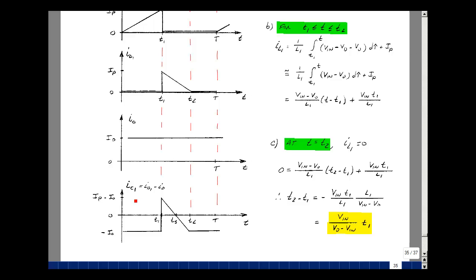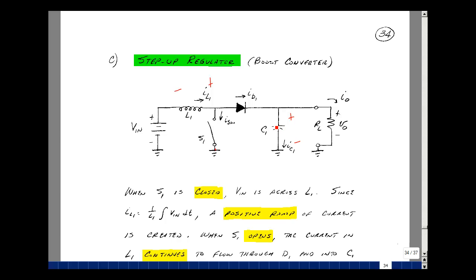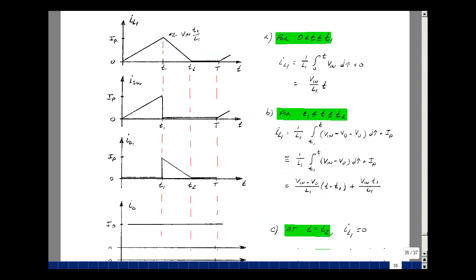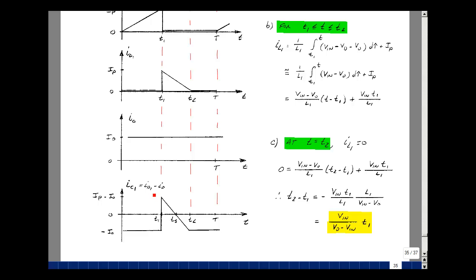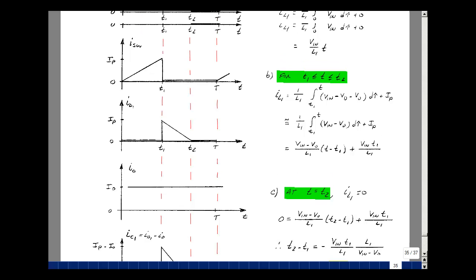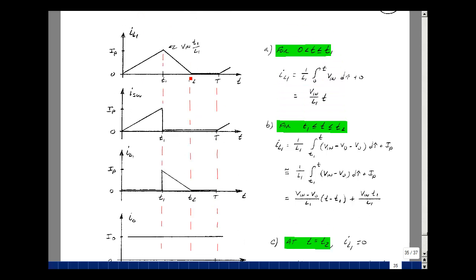And then lastly, we can get the capacitor current. Let's go back to the schematic on the previous page. The capacitor current in this direction is going to be equal to this current plus this current. So it's going to be equal to I sub D1 minus I0. In this case, I sub D1 was 0, so I'm just going to subtract I0 from it. And go on to the next part of the cycle where we go from T1 to T2.